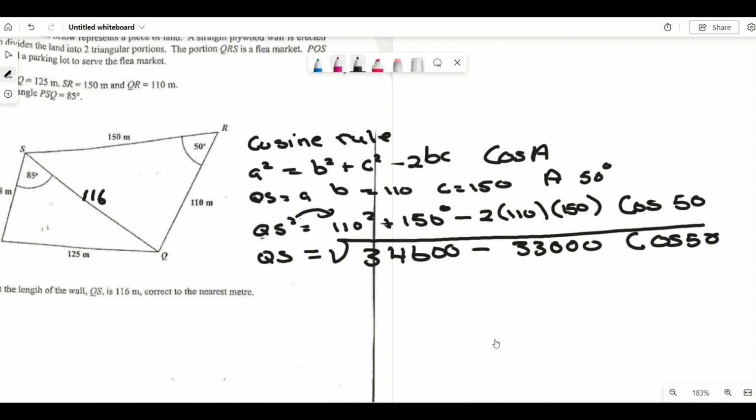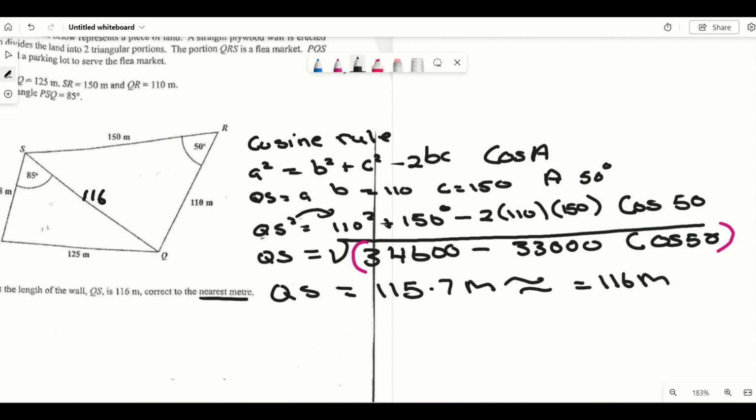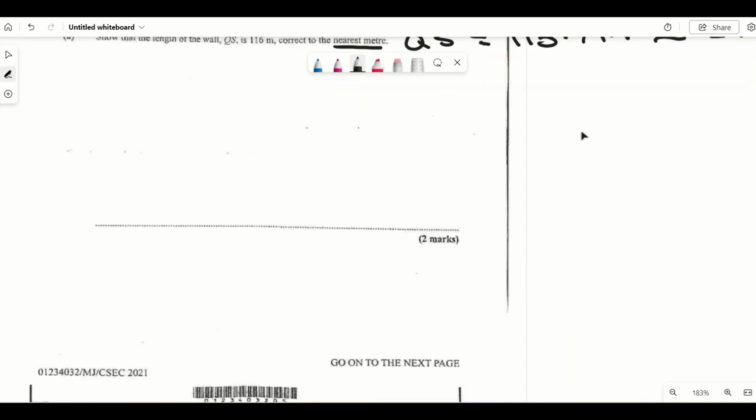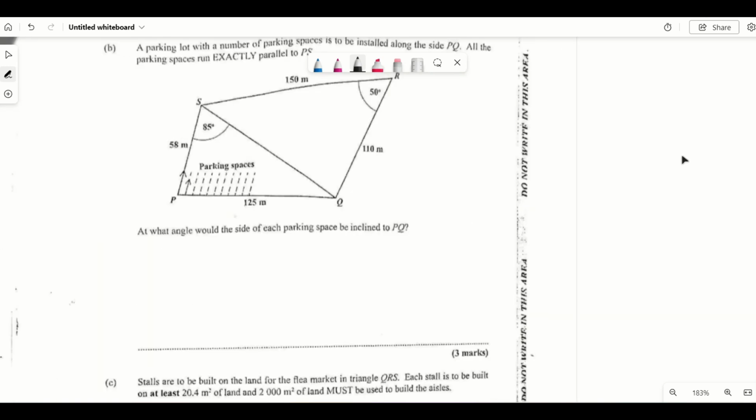So you're going to put this in your calculator: square root, open bracket, 34,600 minus 33,000 cos 50, close bracket. And then that would give you an answer of QS being 115.7. But they said to the nearest meter, and all of this is in meters. So if you approximate this, it is going to give you 116 meters. And that is how you would get this answer. That's how you would solve this question. That is 2 marks.